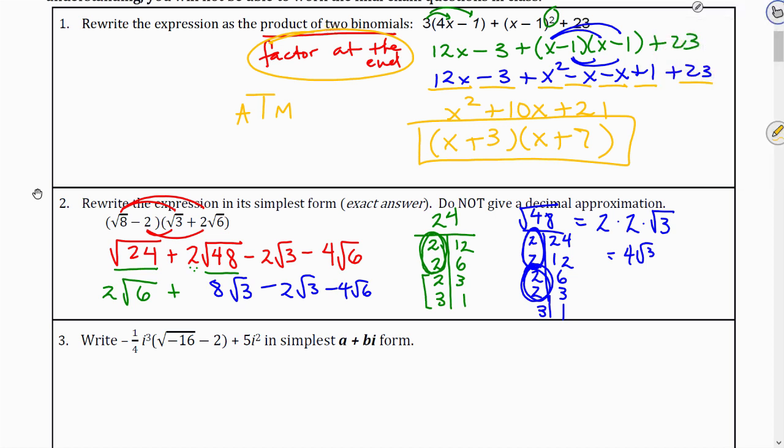So if I combine like terms, I have, let's see here, 2 root 6 minus 4 root 6 is negative 2 root 6. And 8 root 3 minus 2 root 3's is negative 6 root 3. And I believe that's the answer. Okay, so again, the one on the worksheet, on the packet, you're again distributing, you are then simplifying, and then you're combining like terms. That's the process.